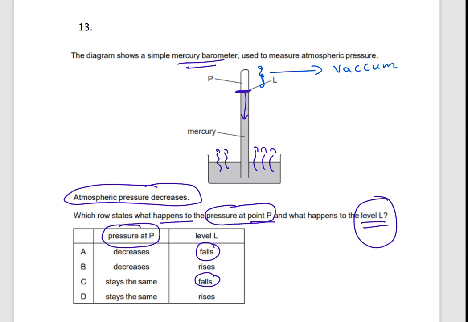In this barometer, this part here, the empty space just above the mercury level, is actually always made a vacuum. There is no air in there. The air is completely removed, and that part is always kept as a vacuum. So when there is vacuum, there is no pressure. So that means the pressure at point P would stay the same. C is the answer.